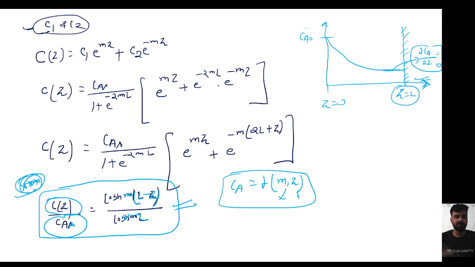Now, one more thing that becomes very important over here is how we plot the graph, because here concentration is a function of both m and z, and how the concentration changes while changing the value of m and while changing the value of z. Let's try to understand it here.